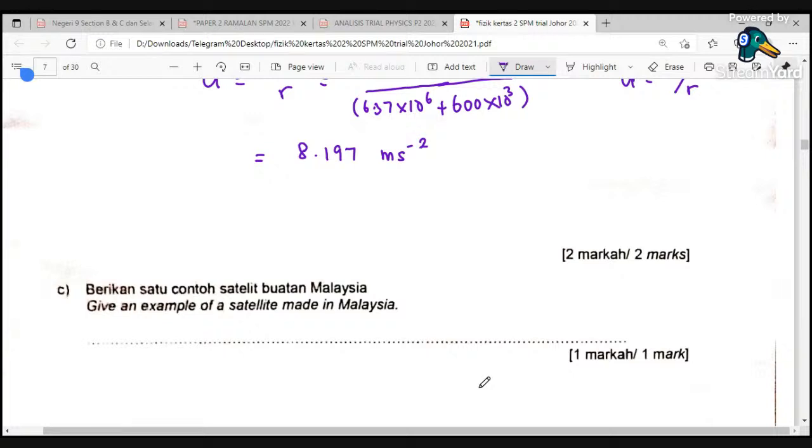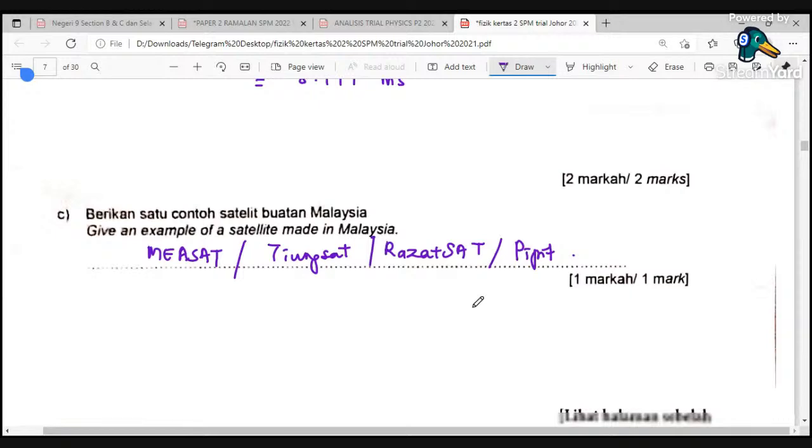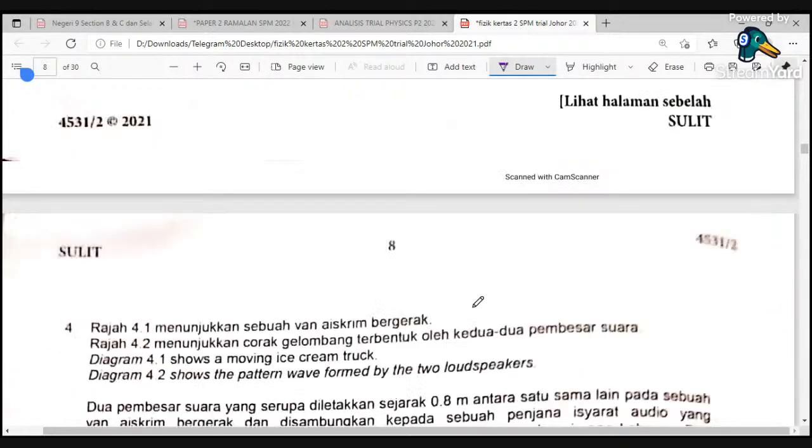Give example of satellite made in Malaysia. So we have quite a few. Salah satu, kita ada juga Tiung Sat, Razak Sat, dan we have Defect. Tak ingat nama satu lagi.